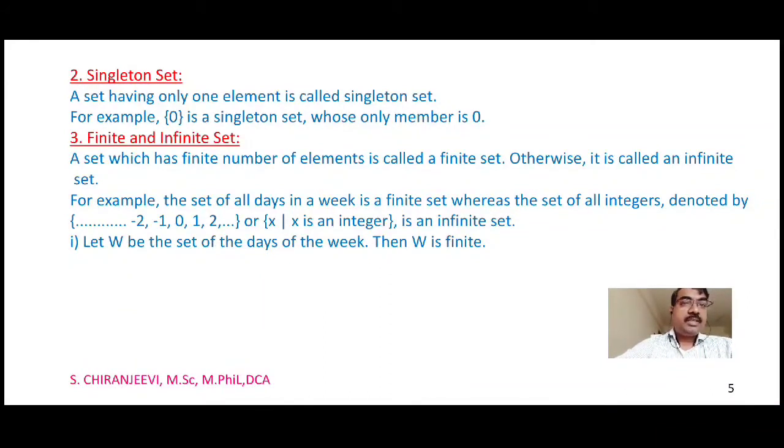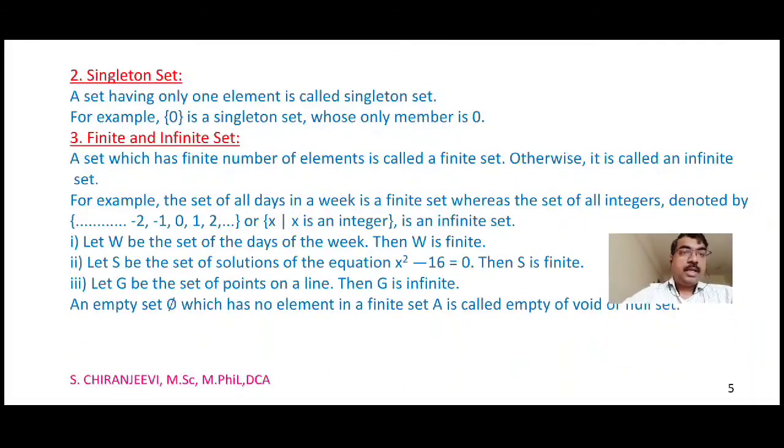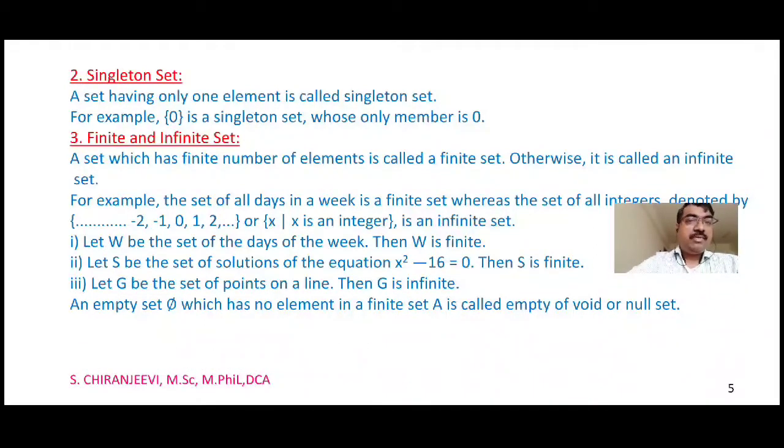Example, let W be the set of the days of the week, then W is finite. Let S be the set of solutions of the equation x square minus 16 equal to 0. x square equal to 16, x equal to plus or minus 4. We are getting two numbers, which is finite. Let G be the set of points on a line. We cannot count the points on a line, so G is infinite. Next, an empty set phi, which has no element, in a finite set A is called an empty or void or null set.